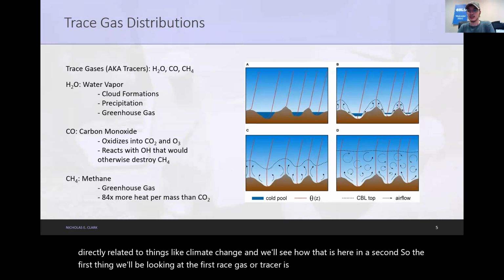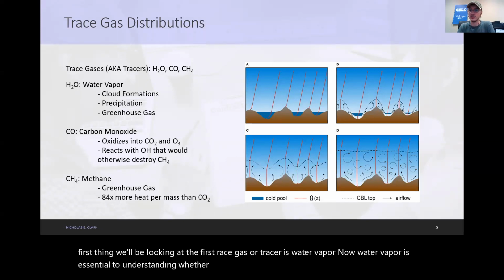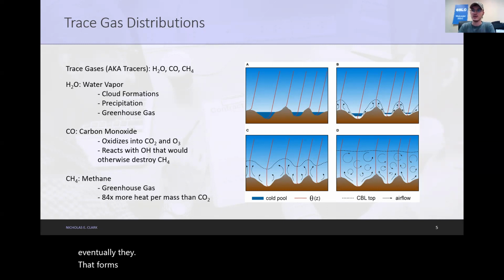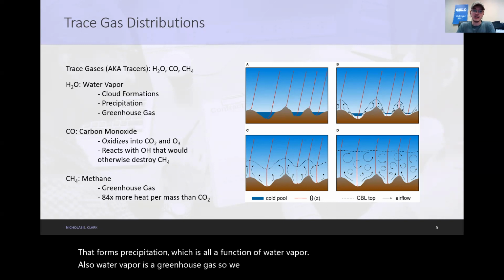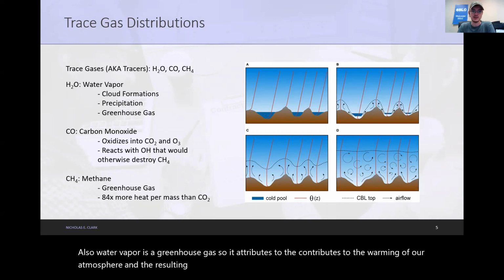Now, water vapor is essential to understanding weather phenomena because it forms clouds, and eventually that forms precipitation, which is all a function of water vapor. Also, water vapor is a greenhouse gas, so it contributes to the warming of our atmosphere and the resulting looming crisis of climate change.